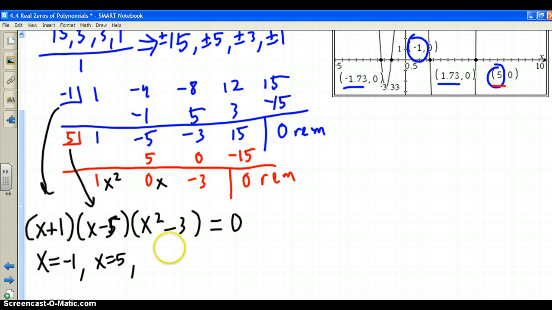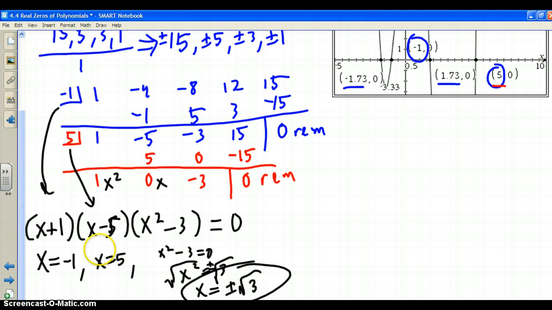So I'll need to, again, in this case, I can just set it equal to 0. Sometimes I have to use the quadratic formula. I'll just set equal to 0. x squared equals 3. Square root both sides, don't forget plus or minus. x equals plus or minus square root of 3. So I found 2 irrational roots and 2 rational roots.